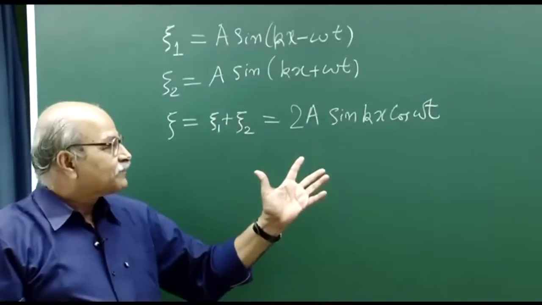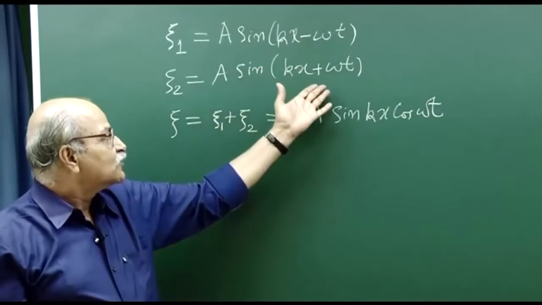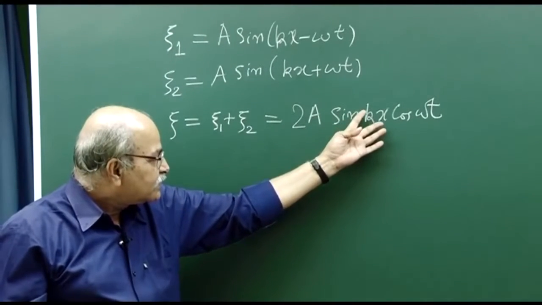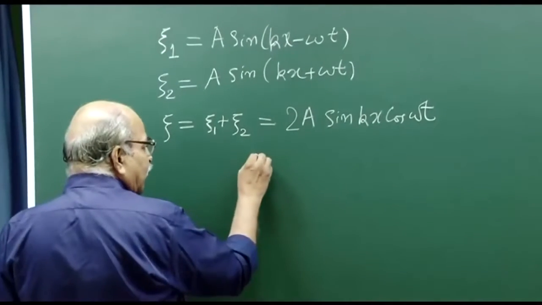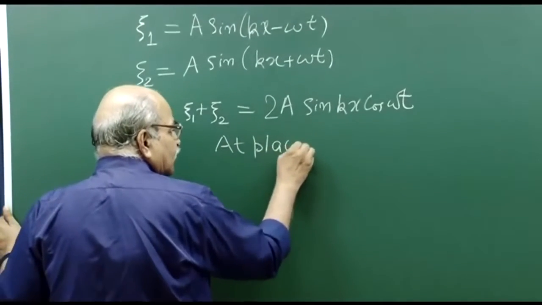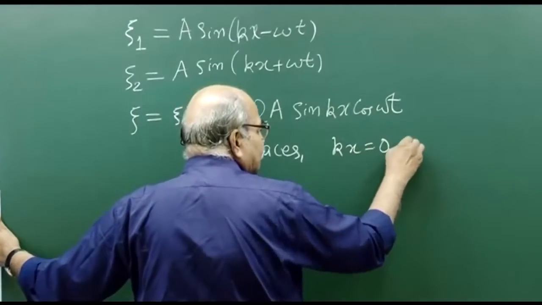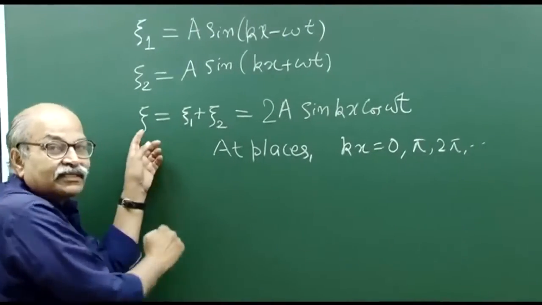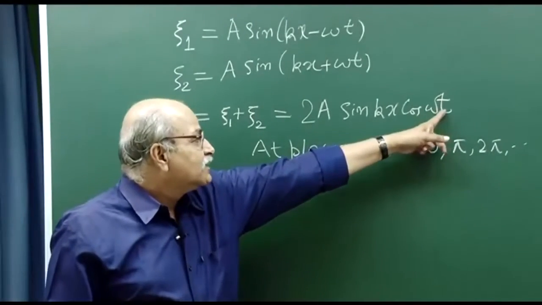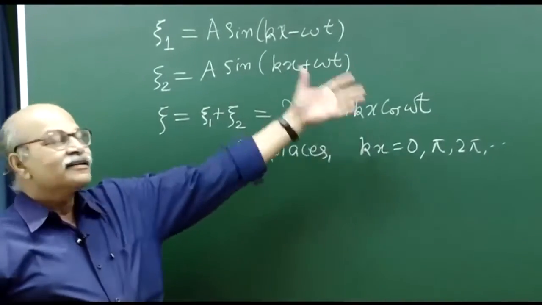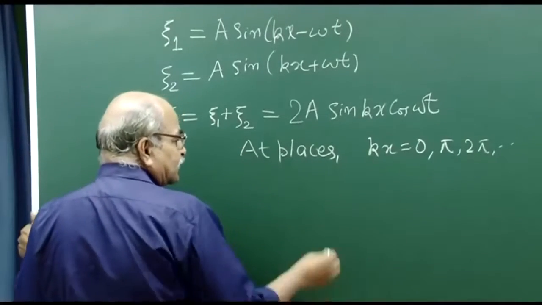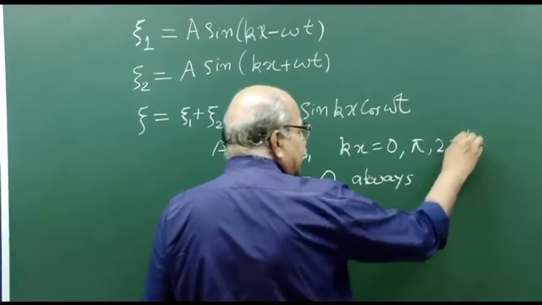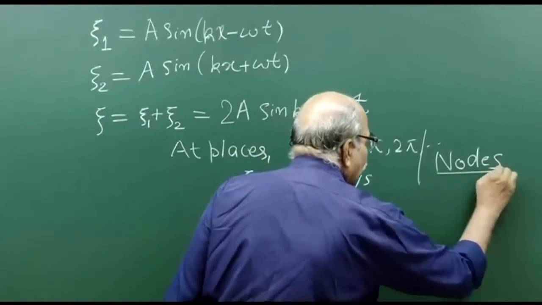Now, there is a very special thing about this. It contains two waves, one going in positive x direction, another going in negative x direction. But then at places where this kx is 0 or an integral multiple of pi, so at places where this kx is equal to 0, pi, 2 pi, at these places this is always 0. This net displacement, net disturbance is always 0 for all time, any t, if this kx is an integral multiple of pi, this is 0. So, at these positions your displacement is 0 always. These positions are known as nodes.